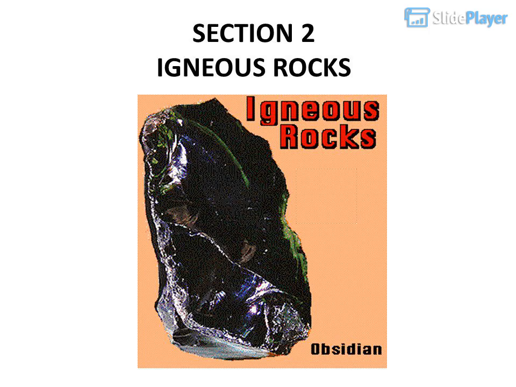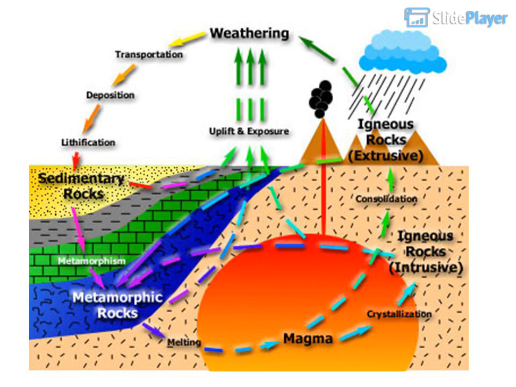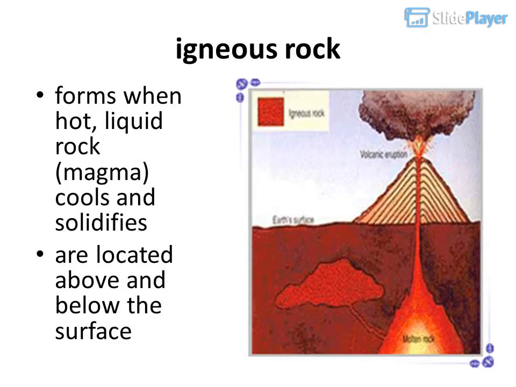Section 2: Igneous rocks. Igneous rock forms when hot, liquid rock, magma, cools and solidifies. Igneous rocks are located above and below the surface.